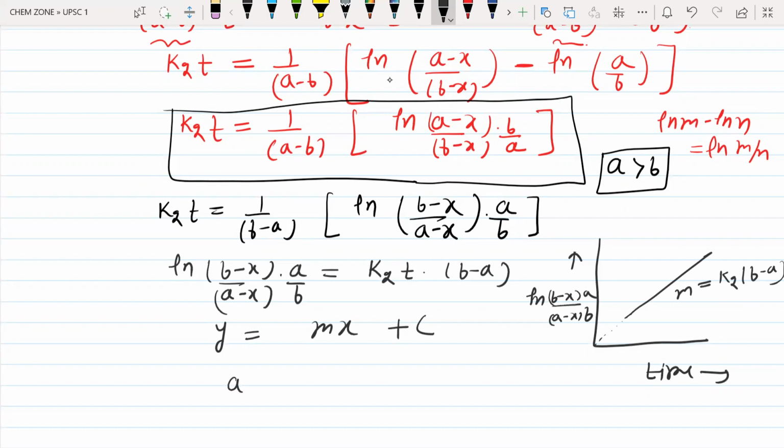Don't forget a minus x is the concentration of reactant A remaining at any time t. Similarly, b minus x is the concentration of reactant B at any time t. And the small a is the initial concentration of A, and the small b is the initial concentration of B.